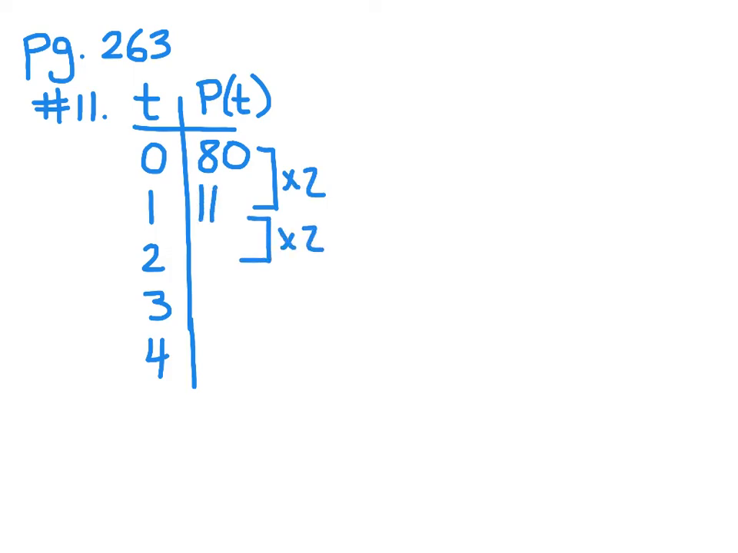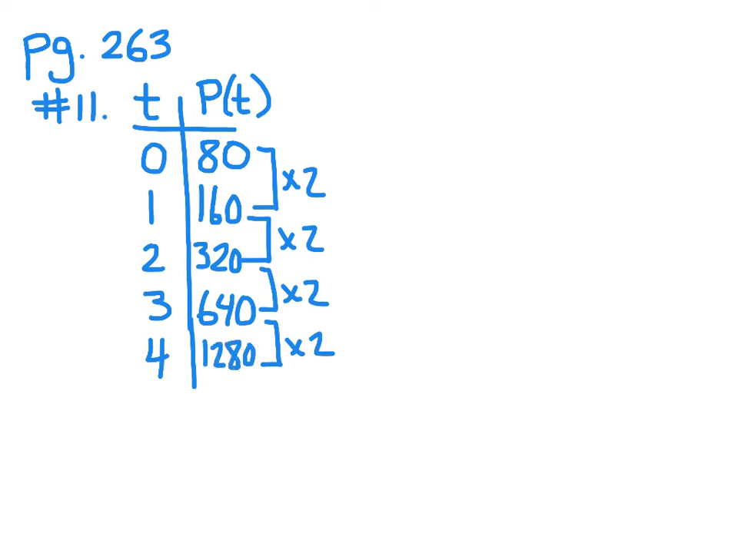So 80 times 2 is 160. That times 2 is 320. 320 times 2 is 640, and so forth. 640 times 2 is 1280. So it's doubling per hour. It's not every 10 minutes like in our last problem, every 10 hours. It's per hour. So I'd like to skip ahead and actually write out the formula for this scenario.